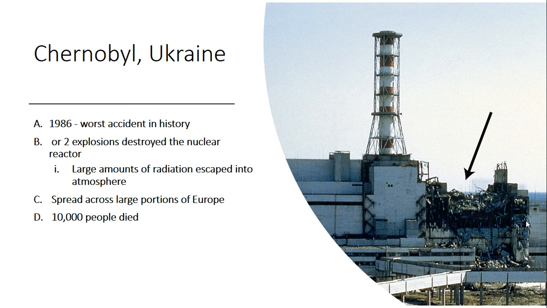Now, a more famous and unfortunately even worse accident in history was Chernobyl in Ukraine. We saw here 2 explosions destroyed the nuclear reactor. Large amounts of radiation escaped into the atmosphere and the surrounding area. And there were lots of human casualties, and we still see this area being affected.